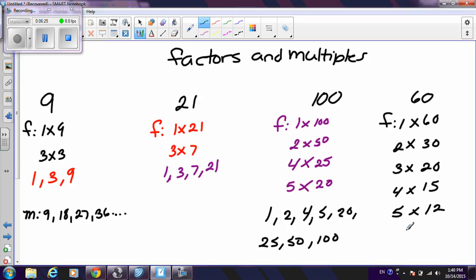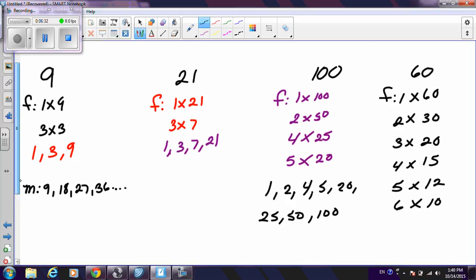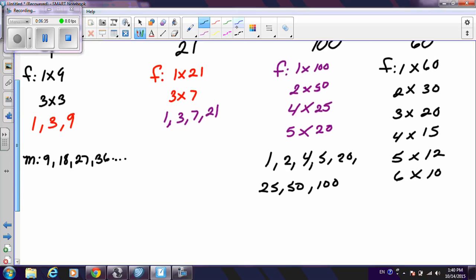Oh, I think I skipped one. What did I skip? I did 6 times 10. Almost left that one out. All right, so now, just as we did before, we're going to go ahead and list all of these factors in order. All right, so we have 1, 2, 3, 4, 5, 6, 10, 12, 15, 20, 30, and 60. Those are all the factors.